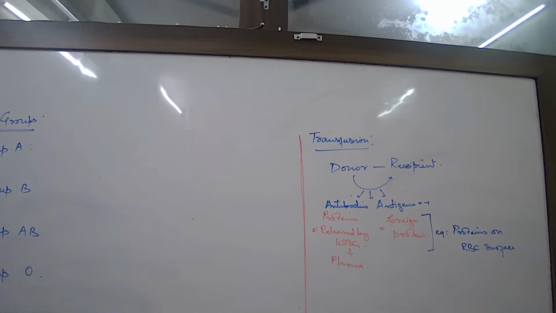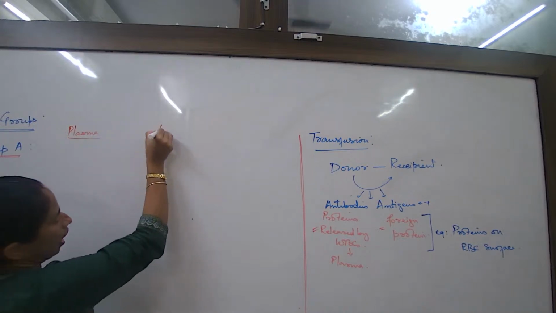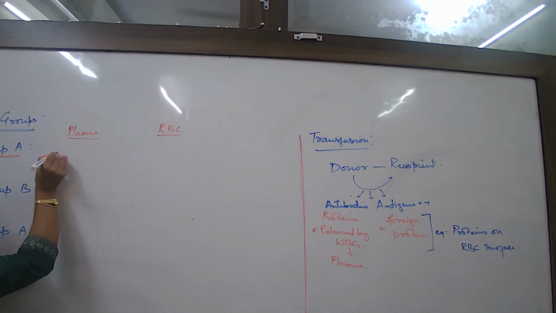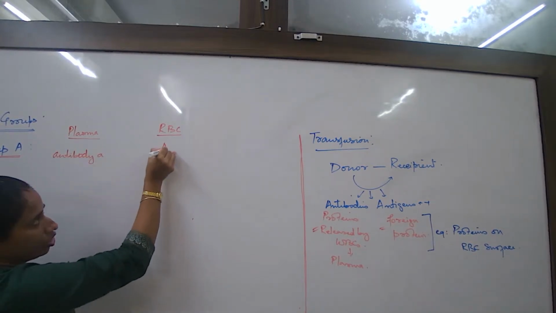Okay. So now if I'm talking about blood group A, what are the two things I have to understand? The type of protein that is there in the plasma and the type of protein that is there on the surface of the RBC. So I'm trying to understand the type of protein in the plasma and the type of protein on the RBC surface. So people who have blood group A have antibody A in the plasma and antigen A.